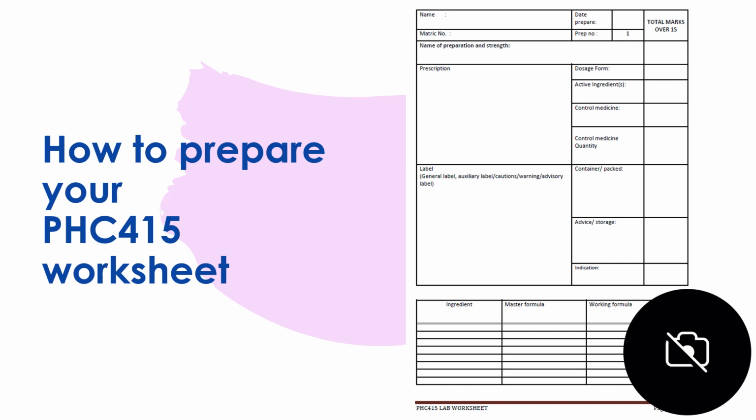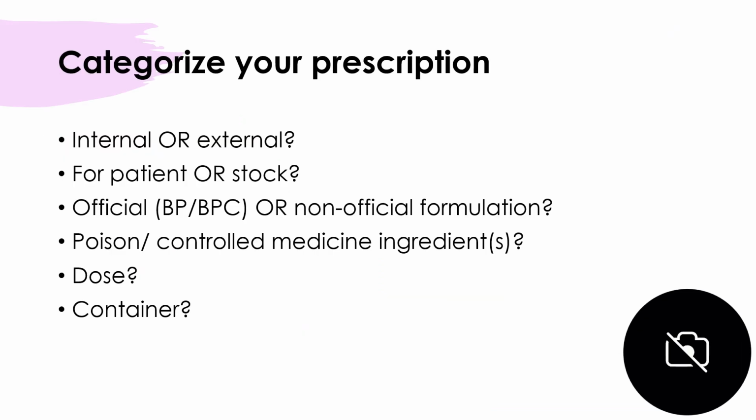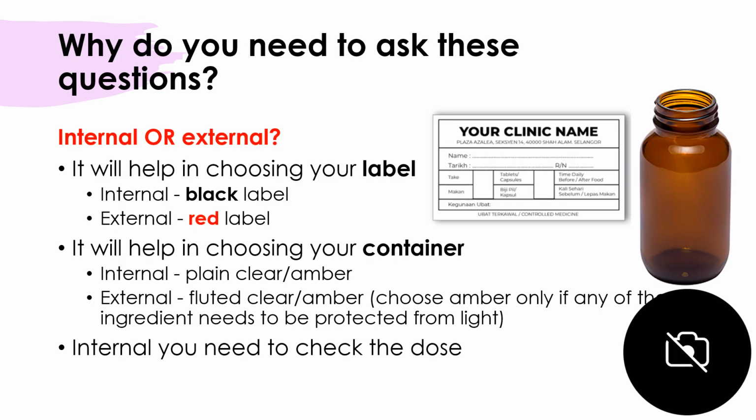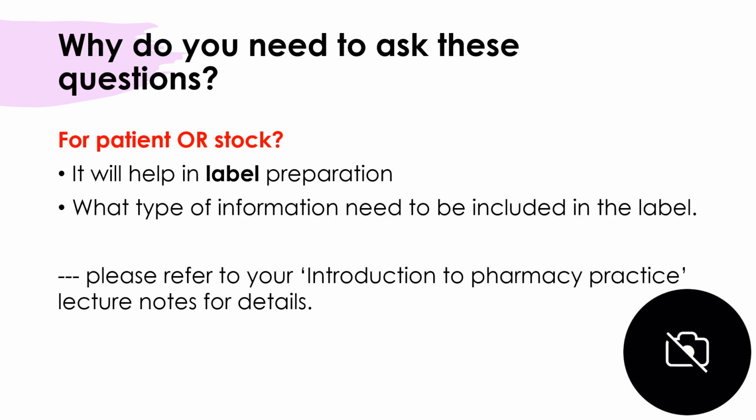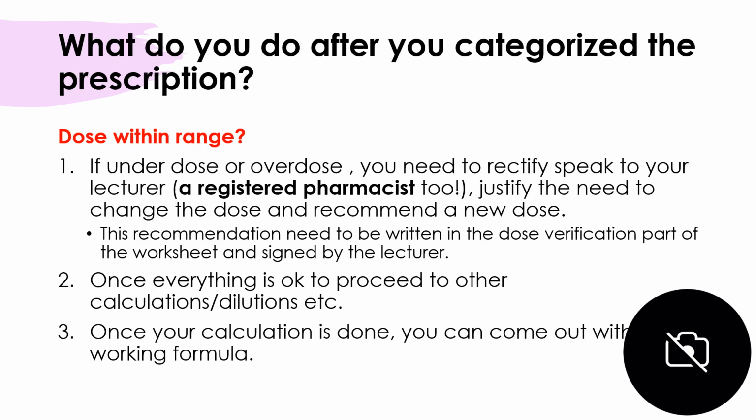So how do we prepare worksheet? First thing first, you have to ask all these questions. For example, internal or external will determine the selection of label and container. In the case of intended to be used for patient or for stock storage, then labeling preparation might be different. In the case of official or non-official formulation, these will carry different label preparation. So you have to refer all these to your Introduction to Pharmacy Practice lecture notes for details.